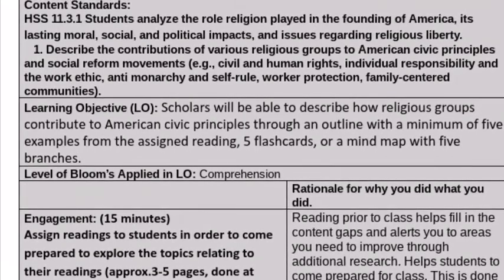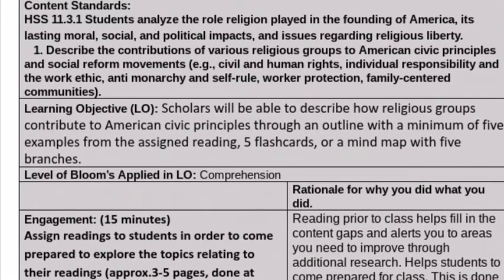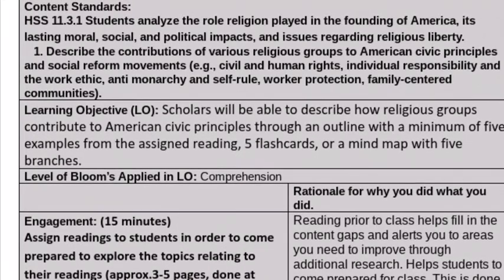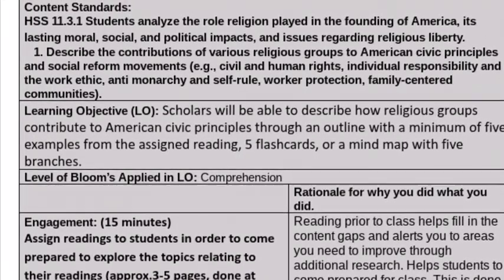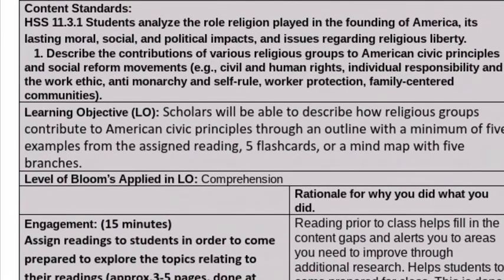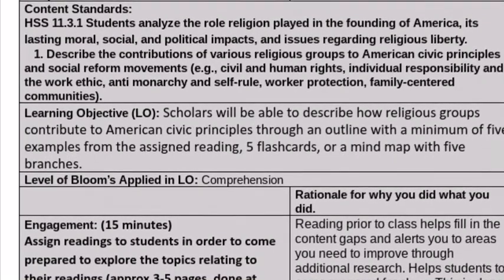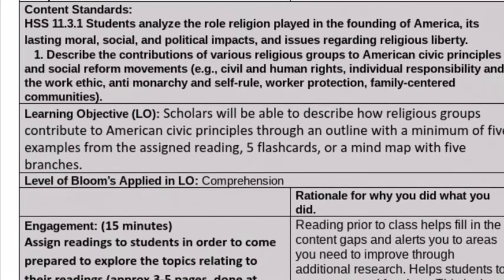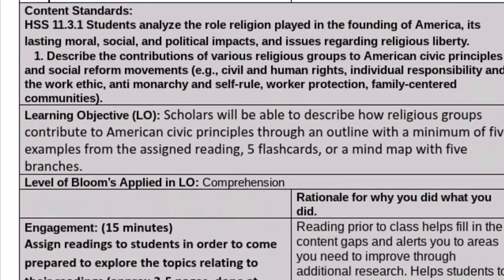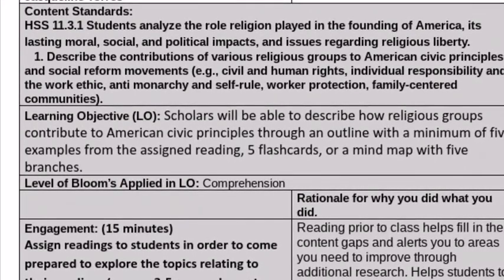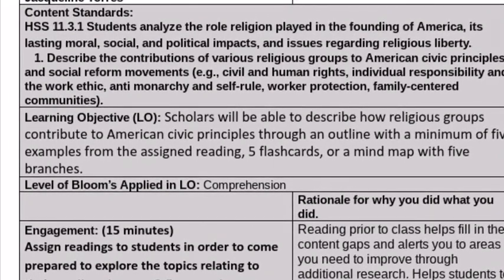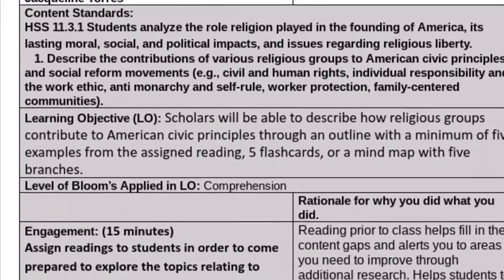So the content standard is History-Social Science 11.3.1, where students analyze the role religion played in the founding of America, its lasting moral, social, and political impacts, and issues regarding religious liberties. Their substandard 1 describes the contribution of various religious groups to American civil principles and social reform movements. Our learning objective is where scholars will be able to describe how religious groups contribute to American civil principles through an outline of a minimum of 5 examples from the assigned reading, 5 flashcards, or a mind map with 5 branches. The level of Bloom's applied in the learning objective is comprehension.